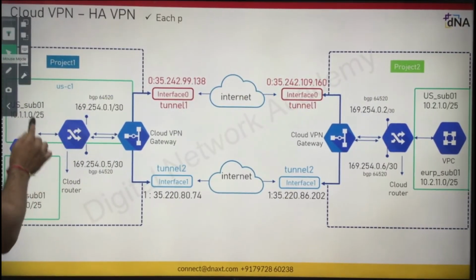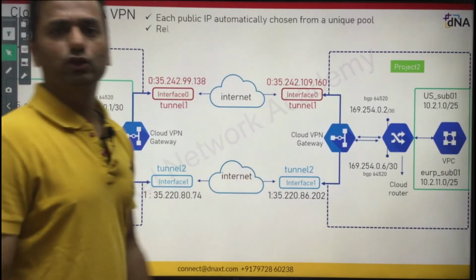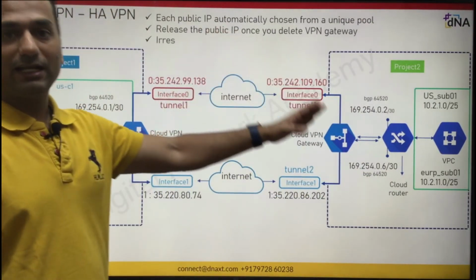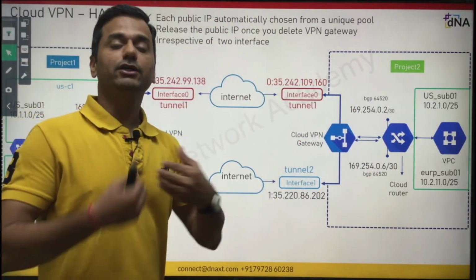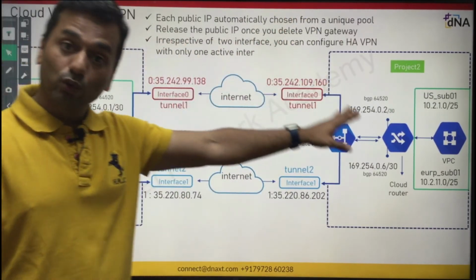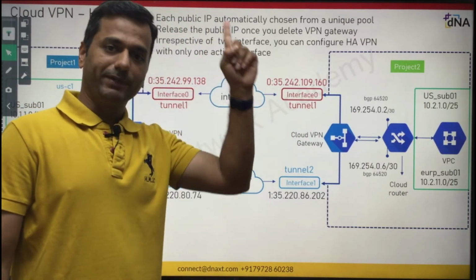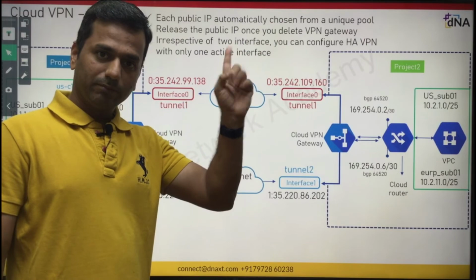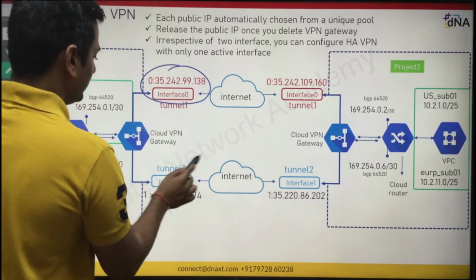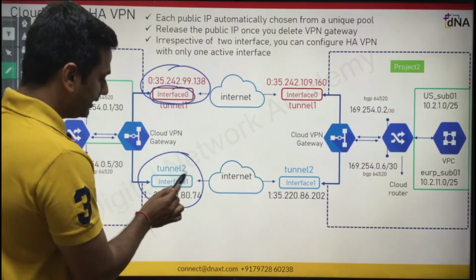Topology. Each public IP address is automatically chosen from a unique IP address pool. That's something I just talked about. The public IP is released as soon as you delete the VPN gateway, so your project will release the IP address. The next point is about the 2 interfaces. Even though it is an HA VPN, by default you will get 2 interfaces, interface 0 and interface 1, not IP addresses.